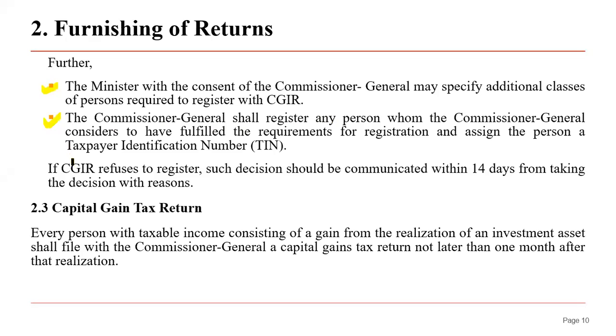Then if the Commissioner General refuses to register, such decision must be communicated within 14 days. Refusing to register means you apply for the registration, you want to have a tax file, but you don't have income. You go there and apply for the tax file, but the department says you don't have that much income, you don't need to register. Then that decision needs to be communicated to that person within 14 days with the reason.